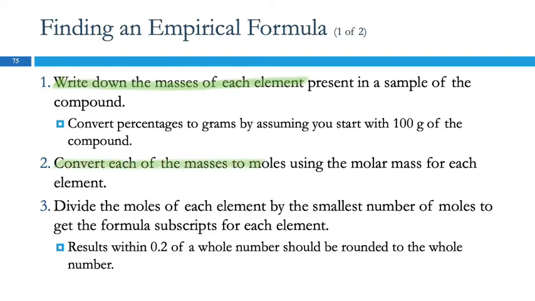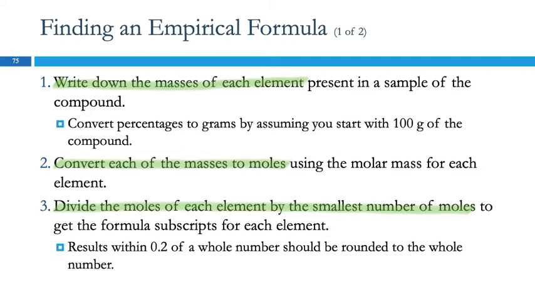Convert the masses to moles. And then divide the moles of each element by the smallest number of moles. We need the ratio of moles in the compound. Sometimes this gives us a really nice whole number. Other times it gives us kind of a messy number and we have to figure out what to do.